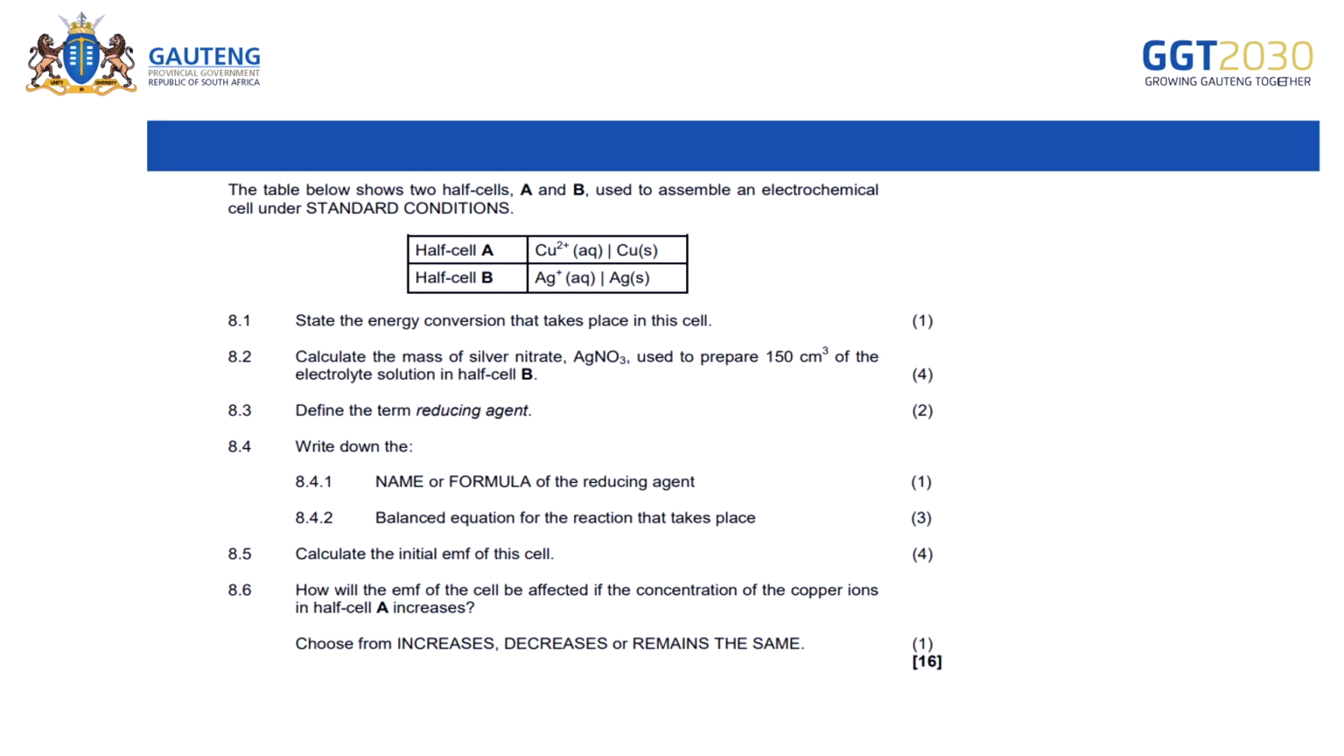Number 8.3, the question is define the term reducing agent. I did tell you that you need your exam guideline in order to do this question. What is the reducing agent? Where do we find the reducing agent? I'm trying to give you ideas of how you can remember the definition. We find the reducing agent under oxidation. So it is the substance that is being oxidized. That's how we defined it. So a reducing agent is a substance that is being oxidized. So very, very important.